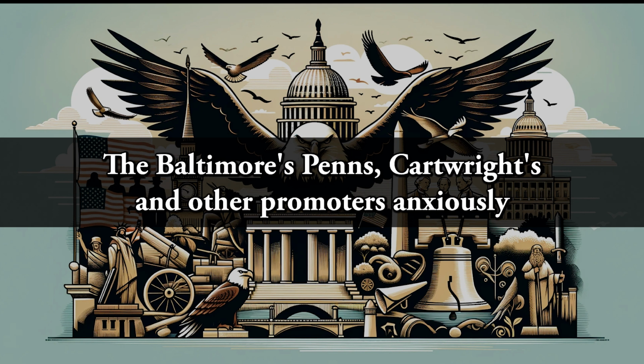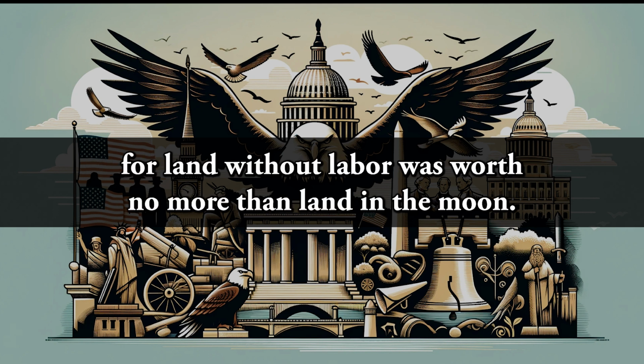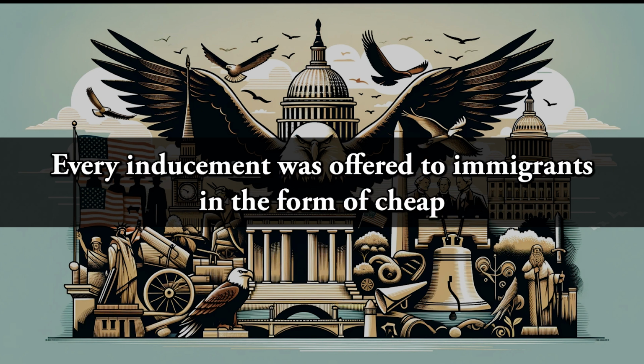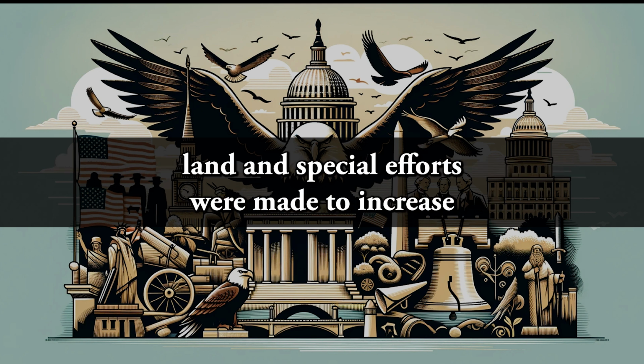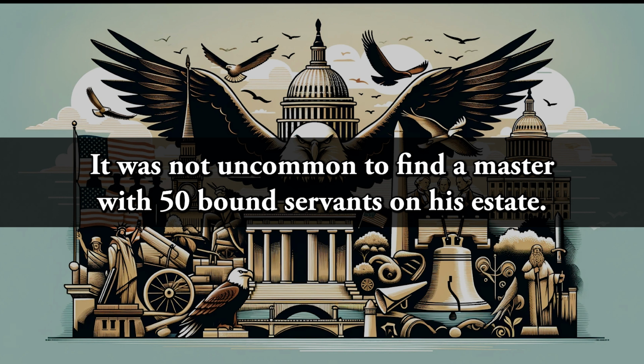The Baltimores, Penns, Carterets, and other promoters anxiously sought for workers of every nationality to till their fields, for land without labor was worth no more than land in the moon. Hence the gates of the proprietary colonies were flung wide open. Every inducement was offered to immigrants in the form of cheap land, and special efforts were made to increase the population by importing servants. In Pennsylvania, it was not uncommon to find a master with 50 bondservants on his estate.